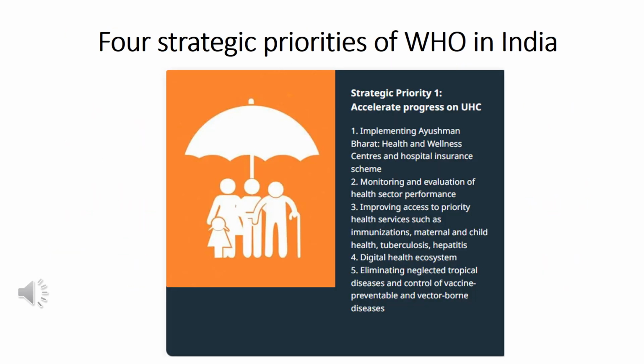Strategic priorities of WHO in India. Strategic Priority 1. Accelerate progress on UHC. Implementing Ayushman Bharat, Health and Wellness Centers and Hospital Insurance Scheme. Monitoring and evaluation of health sector performance. Improving access to priority health services such as immunizations, maternal and child health, tuberculosis, hepatitis. Digital health ecosystem. Eliminating neglected tropical diseases and control of vaccine-preventable and vector-borne diseases.